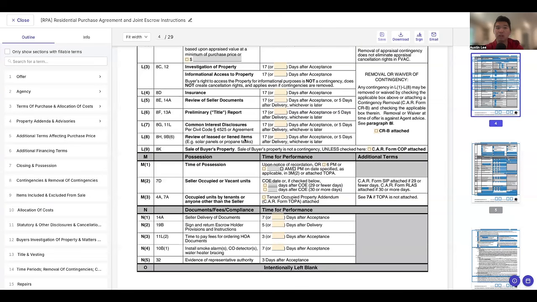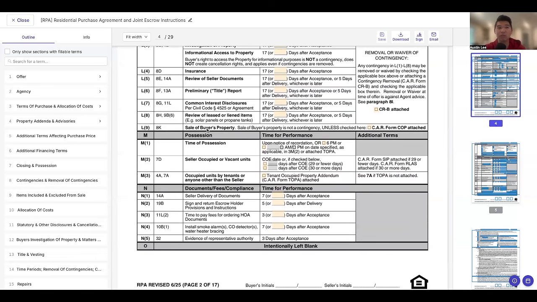And the next thing is going to be review of seller documents, preliminary title report, common interest disclosures, review of lease or lien items. Generally, these are all going to be in the disclosure package. Before you submit an offer, you'll review these. These will give you some information. If things aren't going as expected, you can put it as a contingency. But generally, you should just read this beforehand and then just waive it before you submit the offer. That's generally what goes on here in the Bay Area.